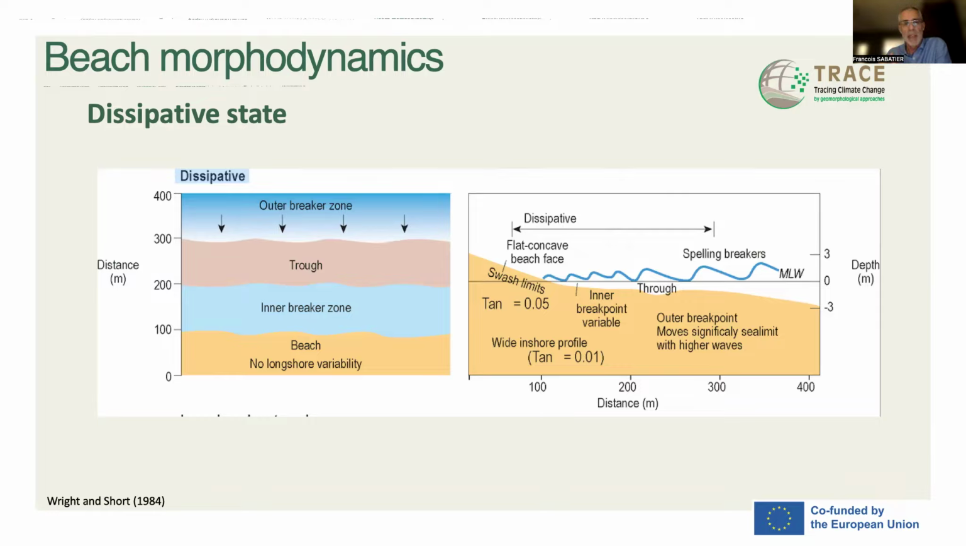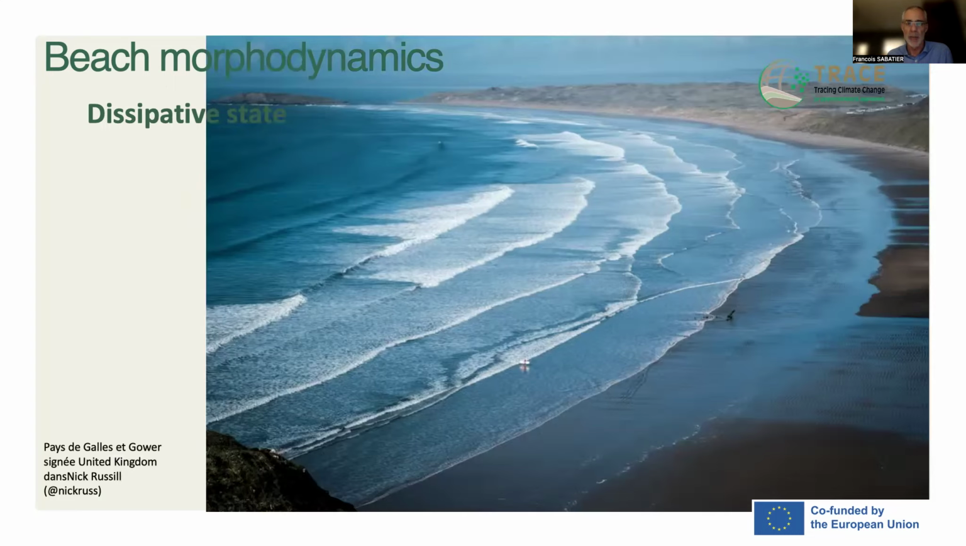So keep in mind that this morphology is a very flat beach with finer sand. This is a picture, have a look at what a dissipative beach looks like. In this part, you see that the surf zone is very important, so there is a large dissipation of the wave energy.